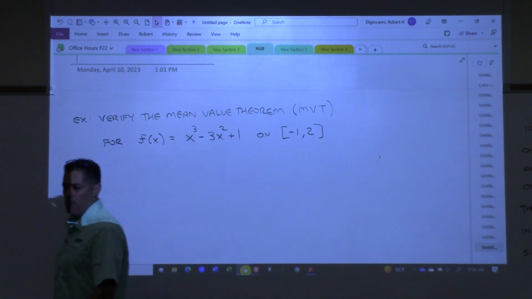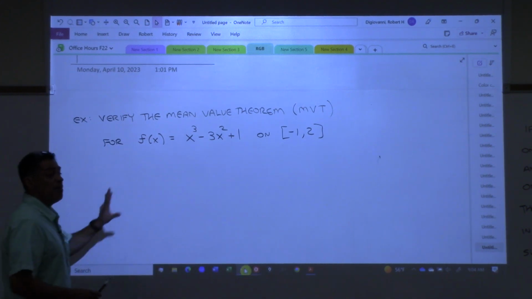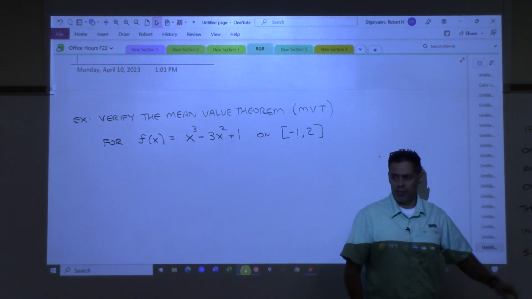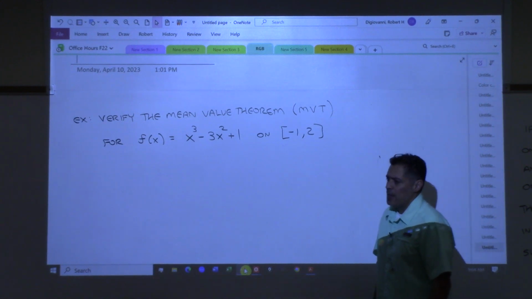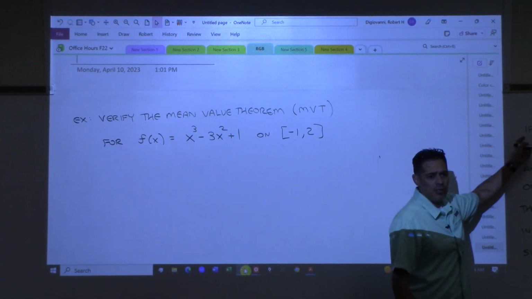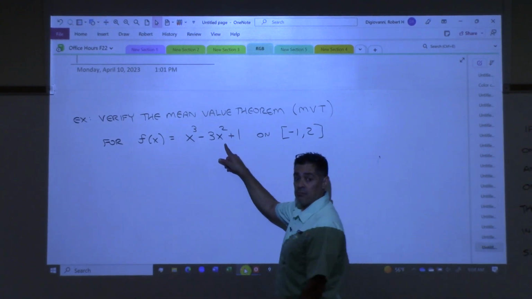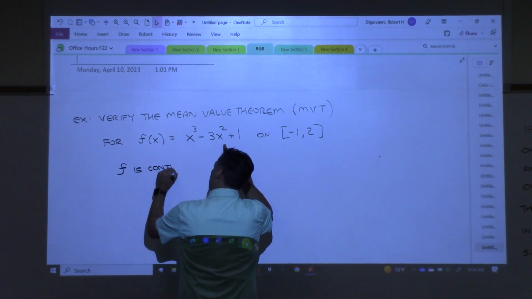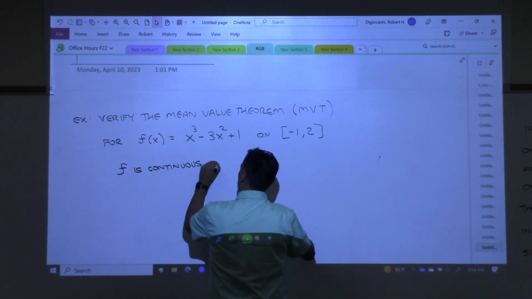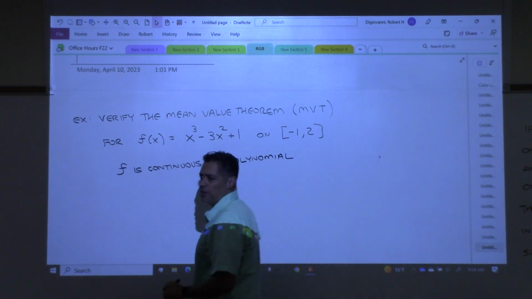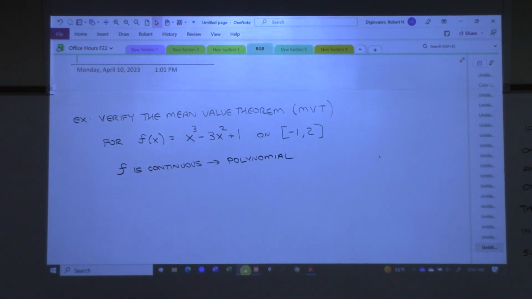All right. So what we're trying to do is verify that this mean value theorem is actually true. So first things first, is my function continuous? Because for the theorem you have to have a continuous function. So is this continuous? Yes? Why? It's a polynomial. Good. All polynomial functions are continuous. That comes from a theorem earlier in the class. Okay, it's continuous.